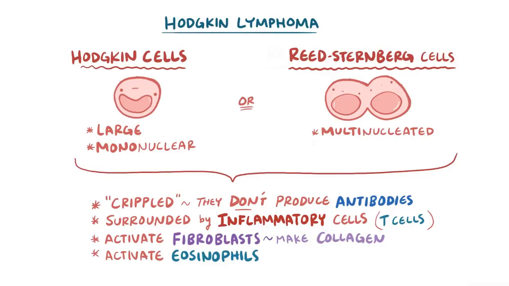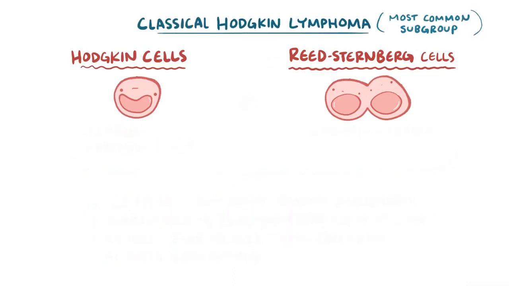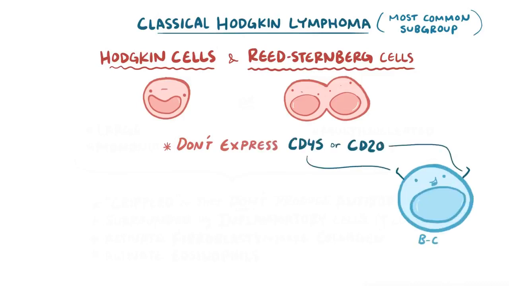Hodgkin lymphoma includes two major subgroups. The first and more common is classical Hodgkin lymphoma. In classical Hodgkin lymphoma, the Hodgkin and Reed-Sternberg cells don't express CD45 or CD20, which are typically seen on normal B cells. In addition, these neoplastic cells do express CD15 and CD30.